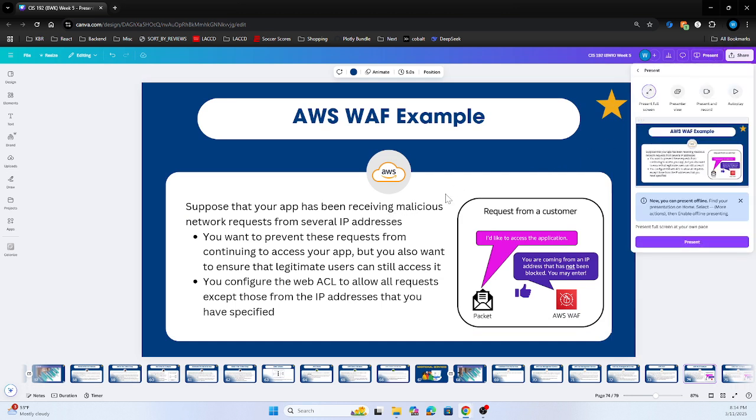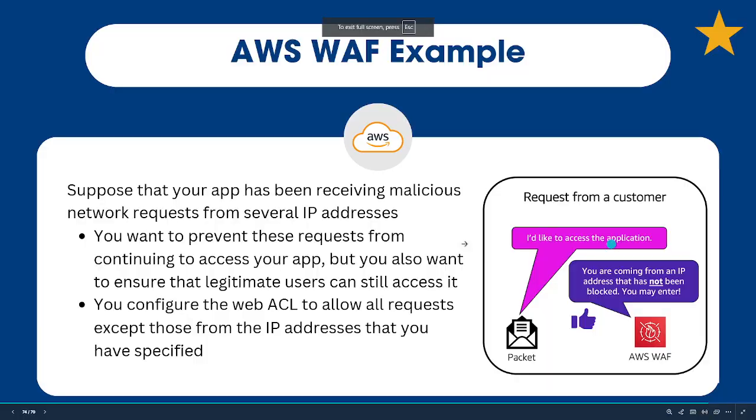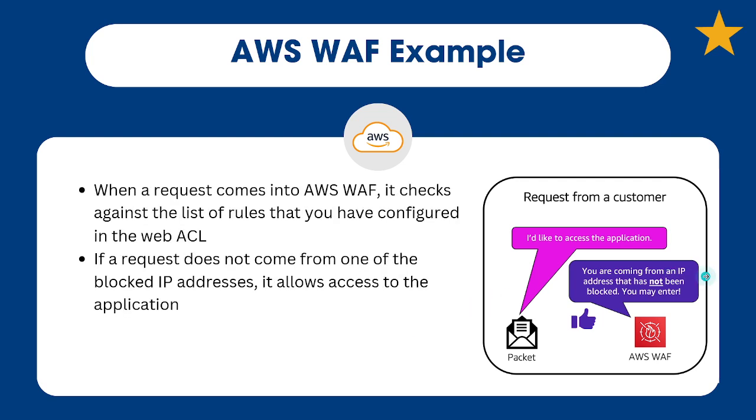So suppose your app has been receiving malicious network requests from several IP addresses. You want to prevent these requests from continuing to access your app, but you also want to ensure that legitimate users can still access it. Kind of similar to the DDoS situation, right? But this is maybe at a smaller scale. You can configure the web ACL to allow requests except from those IP addresses that you have specified. So once you've identified those malicious ones, you can use these control lists to eliminate those requests.